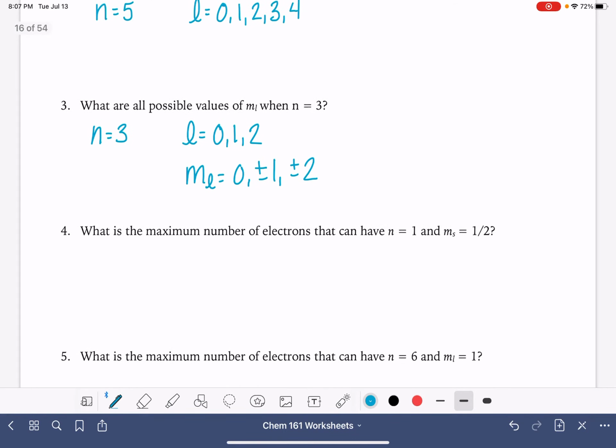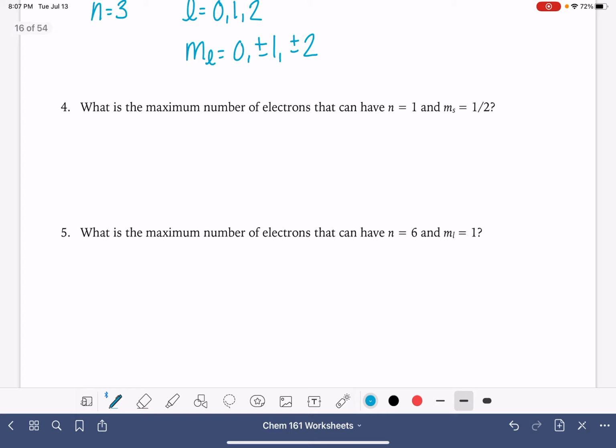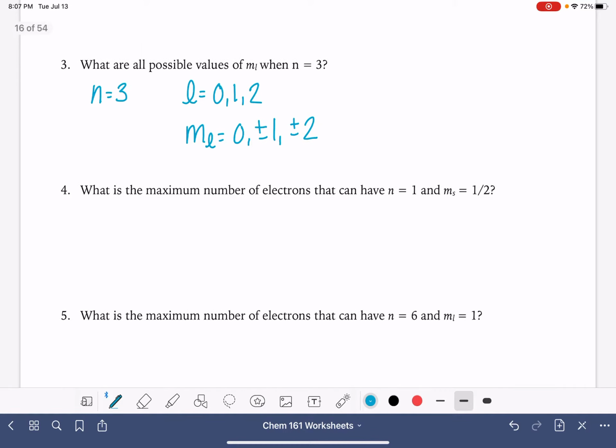Question number 4 and 5, kind of tricky, asking us for the maximum number of electrons that can have n equals 1 and M sub S equals 1/2, with no restrictions on the other two quantum numbers. So if we have n equals 1, we want to think about what are all of our options for L. Well, the only option we have for L is going to be 0, because it starts at 0 and goes up to n minus 1. And if L is equal to 0, the only option that we have for M sub L is 0. And M sub S, we're restricting M sub S to be 1/2.